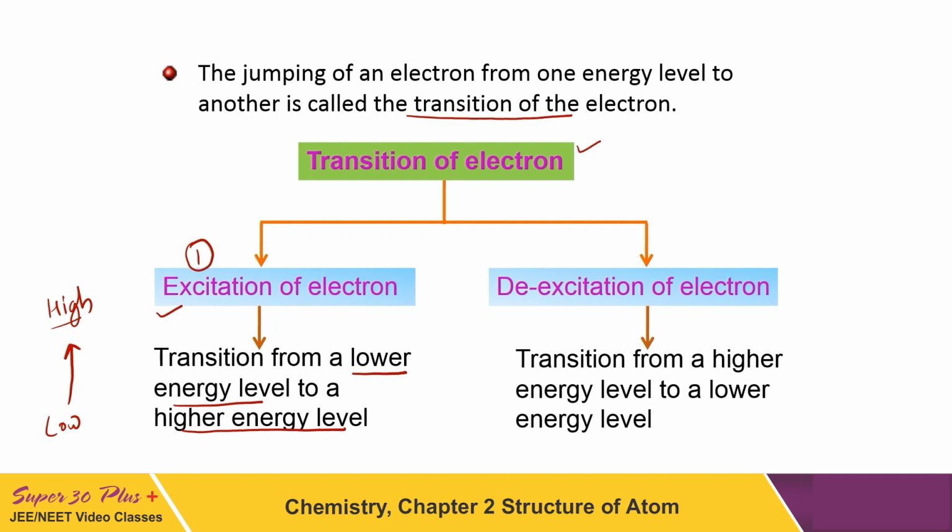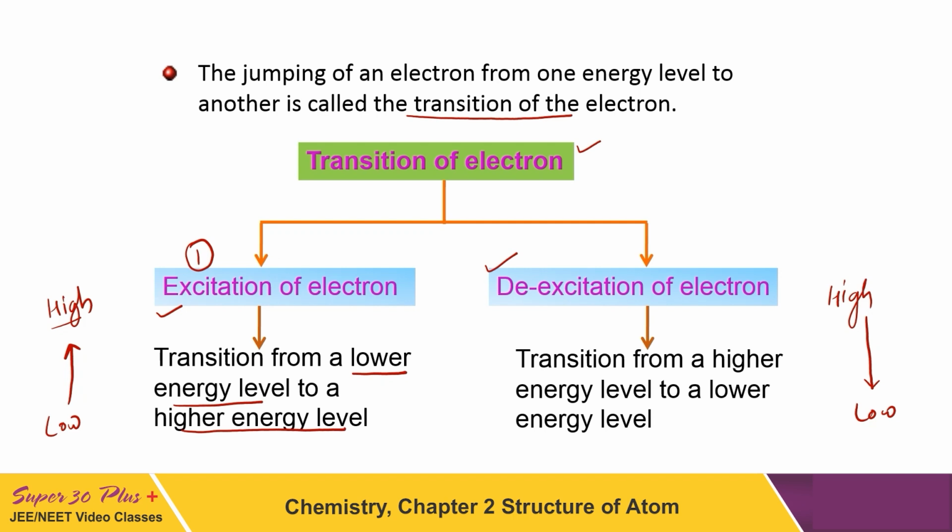And suppose an electron goes from a high energy level to a low energy level, then it is called de-excitation of the electron. During excitation or de-excitation, whichever takes place, there is always involvement of a photon. See, when an electron goes from low energy to high energy, it requires energy. And if it is coming from high energy to low energy, it will release some energy. In both cases, energy will be involved, whether it is absorbed or released.